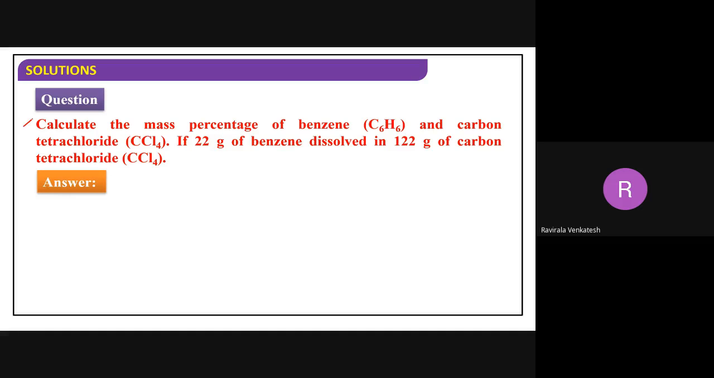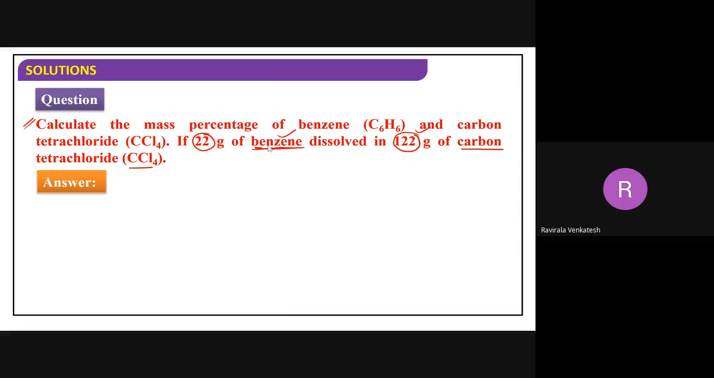This is there in the textbook, beta. You can observe in this question. Calculate the mass percentage of benzene and carbon tetrachloride if 22 grams of benzene is dissolved in 122 grams of carbon tetrachloride. Now benzene will be what, solute or solvent, beta? Based upon the weight you have to say. Benzene is solute.